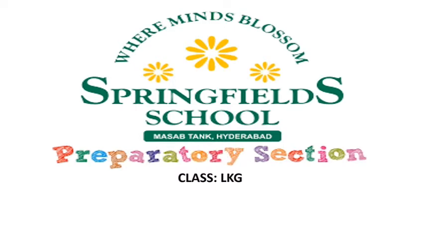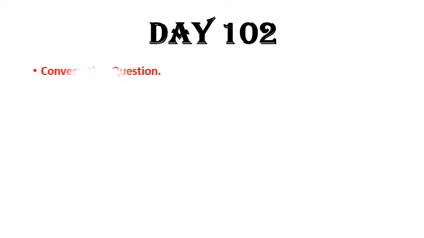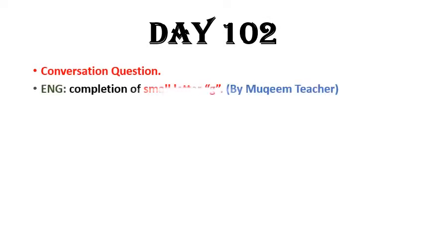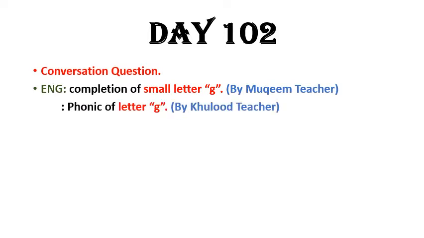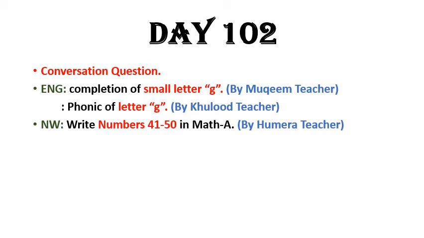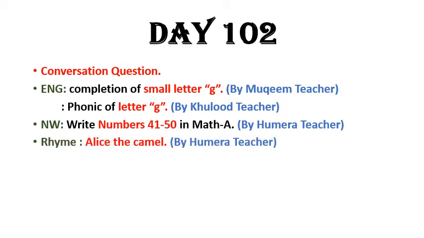So today we are going to learn conversation question, English completion of small letter G, phonic sound of letter G, number work, write numbers 41 to 50 in Math A, rhyme Alice the Camel.